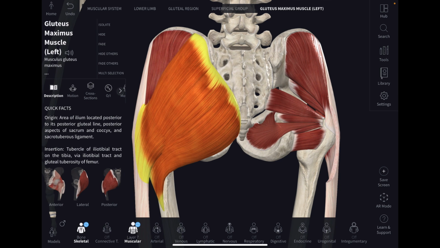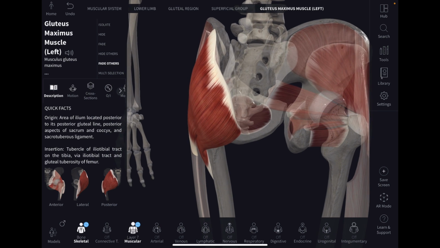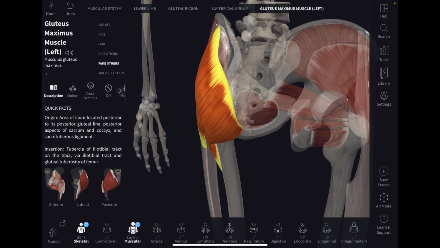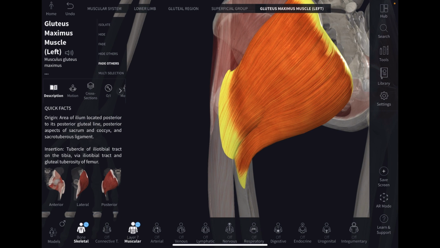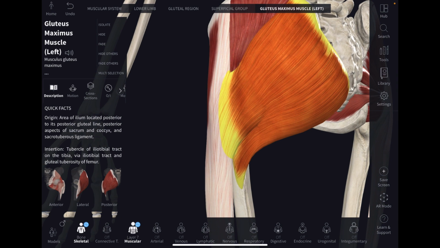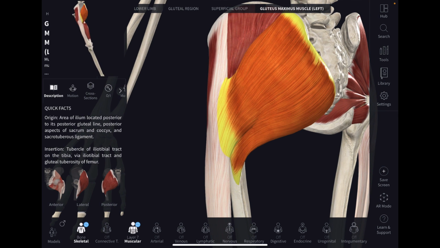The gluteus maximus attaches from the posterior ilium and posterior sacrum and inserts onto the iliotibial tract and the femur. Its action is hip extension and lateral rotation.